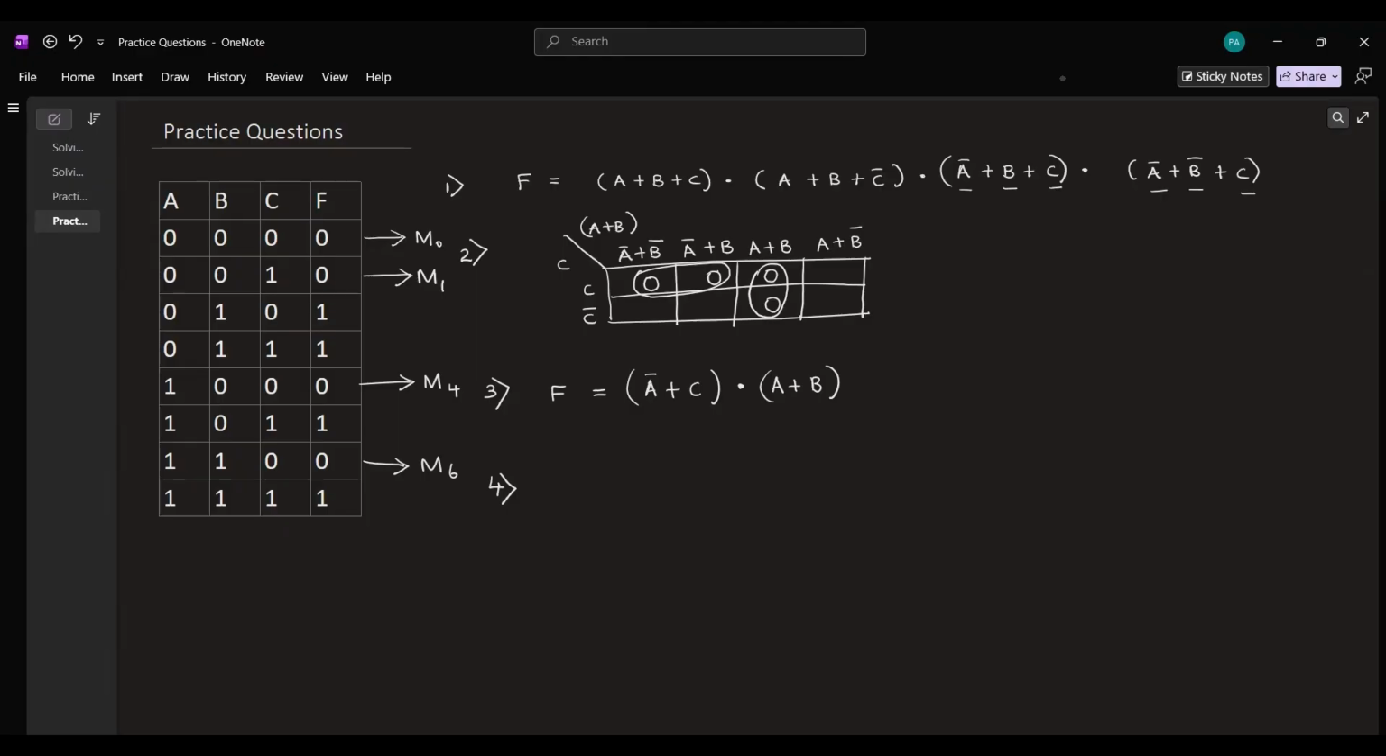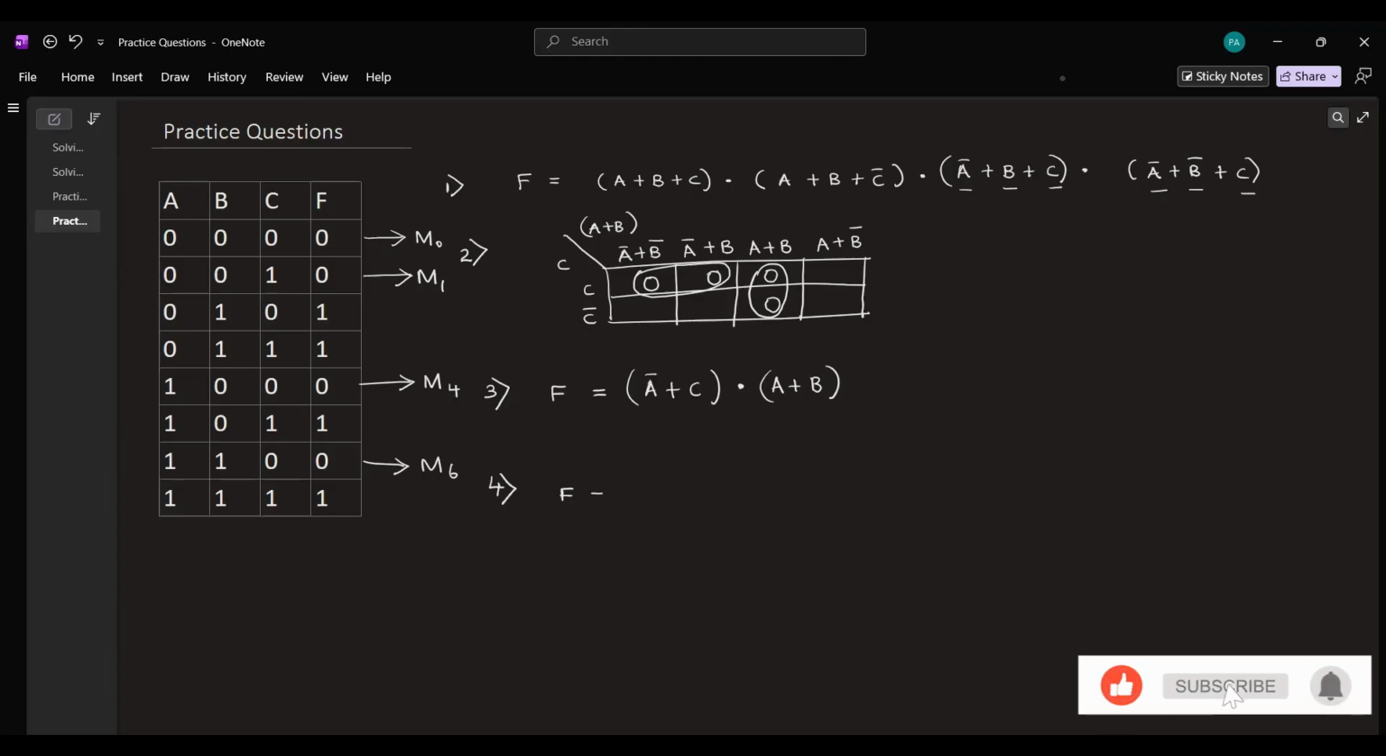Since we are working with POS, we will use NOR gates. So we have to arrange according to that. So the 4th step, drawing the logic circuit by using only NOR gates, since this is max terms and POS. To arrange the terms, we are going to use De Morgan's law. I will attach a video on how to do that also.